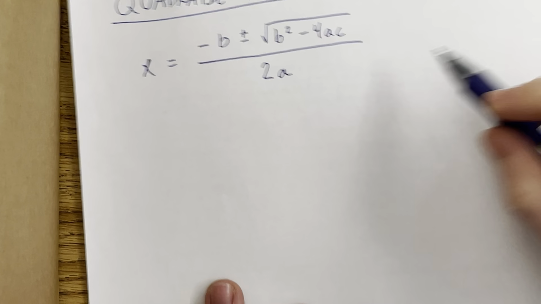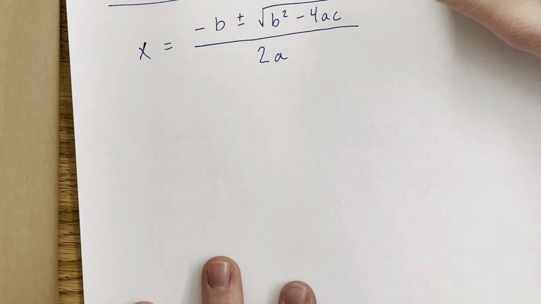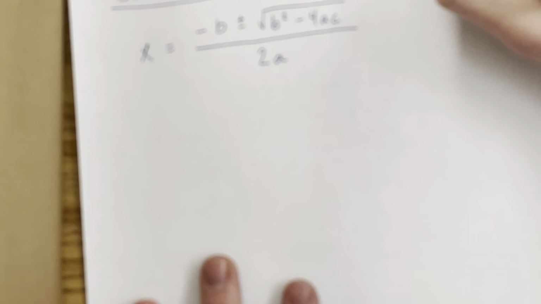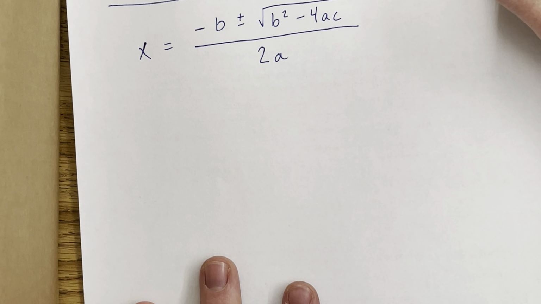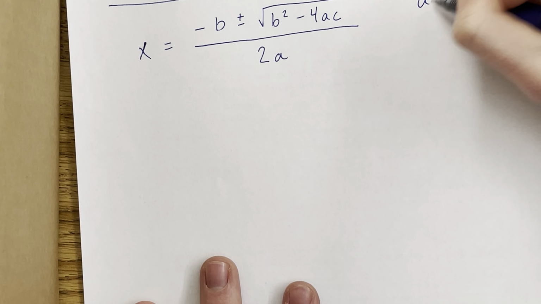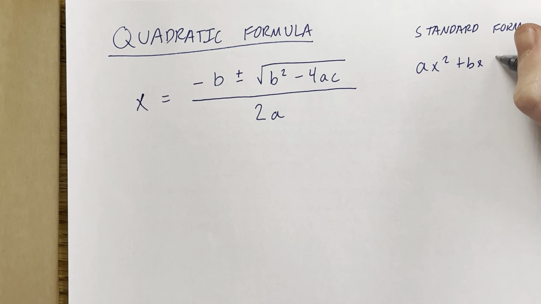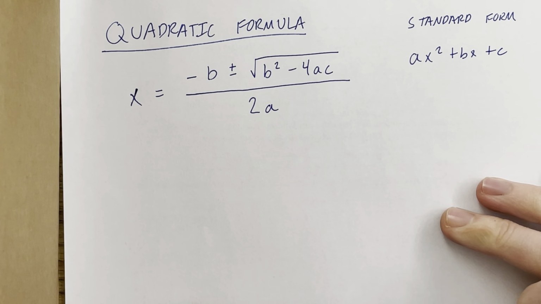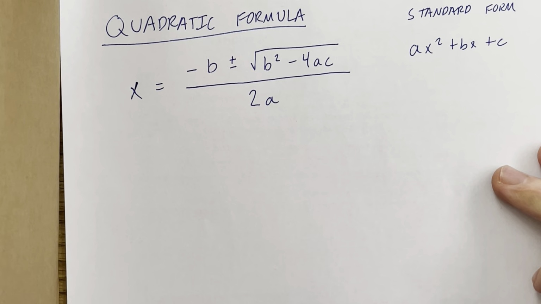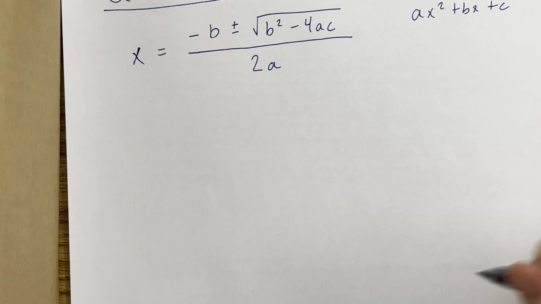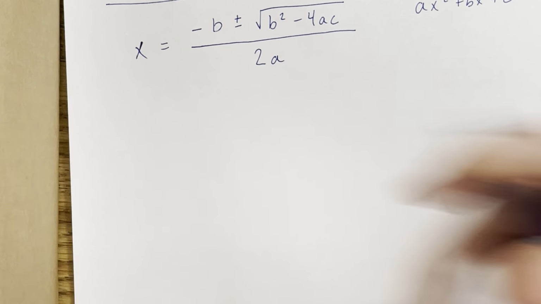And when we talk about a, b, and c, we're talking about a standard form where a quadratic expression is written as ax squared plus bx plus c. So that's standard form. You're going to pull those out. So let's get started with an example.